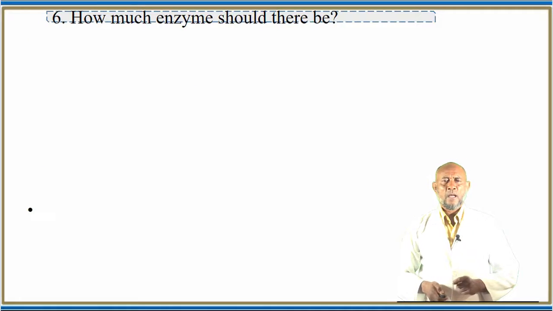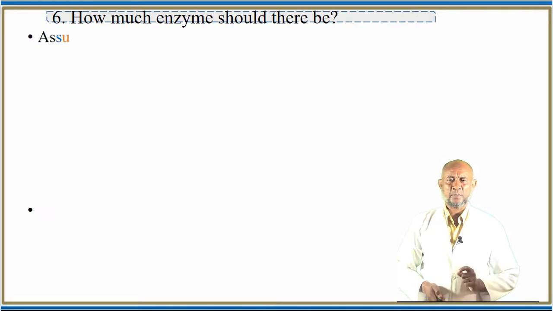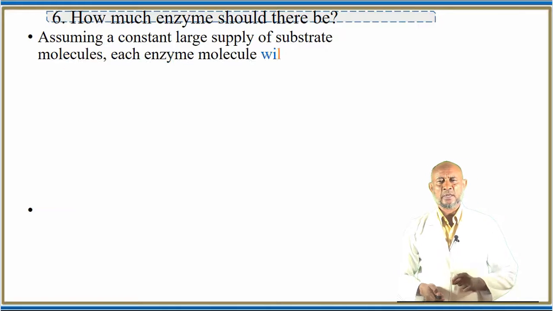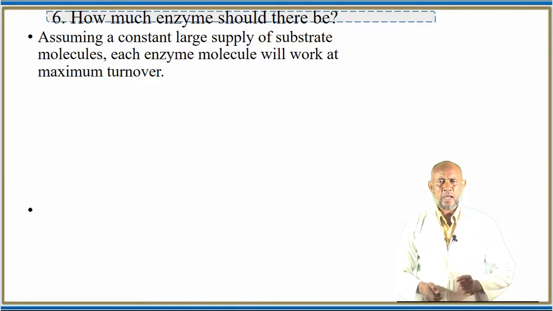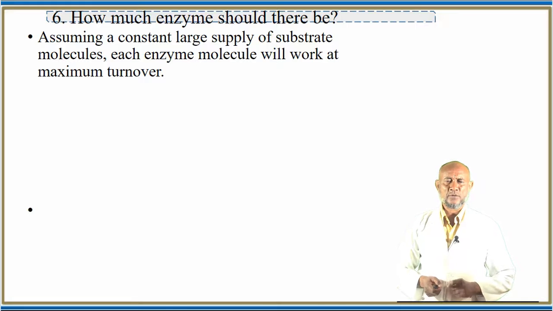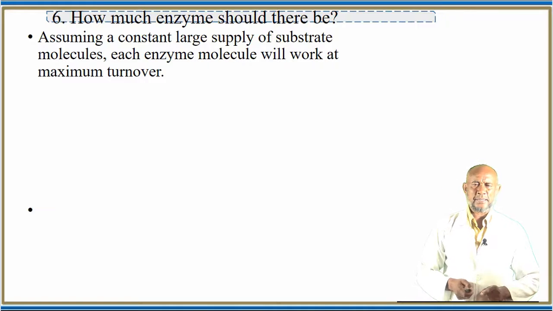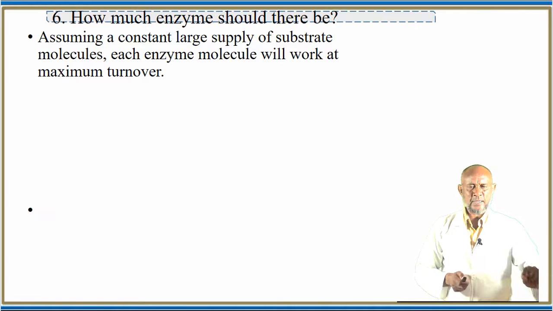Now let's look at how much enzyme should there be. Now the concentration of the enzyme, assuming a constant large supply of substrate molecules, each enzyme molecule will work at a maximum turnover. Maximum turnover.